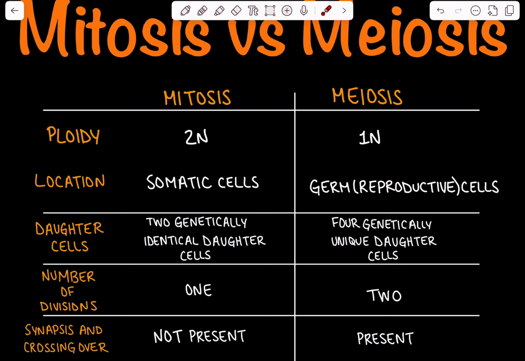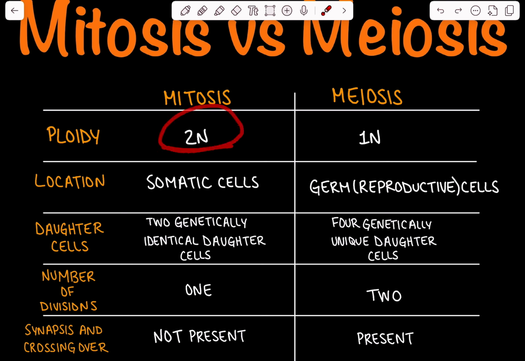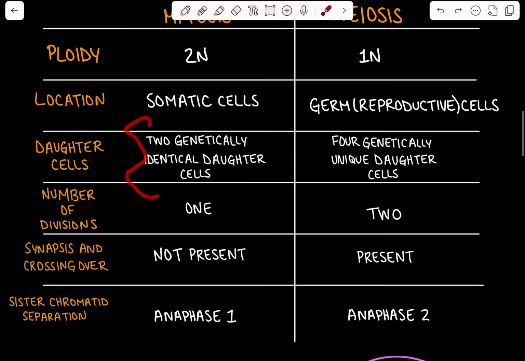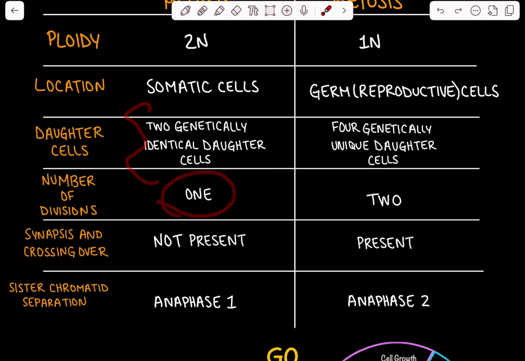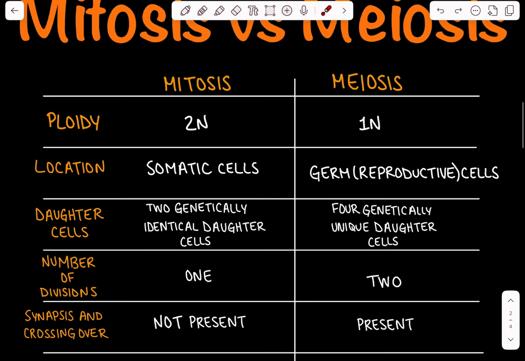Mitosis, you have diploid cells. It occurs in somatic cells. You're producing 2 genetically identical daughter cells with 1 round of division. No synapsis occurs, and sister chromatids separate during anaphase 1.